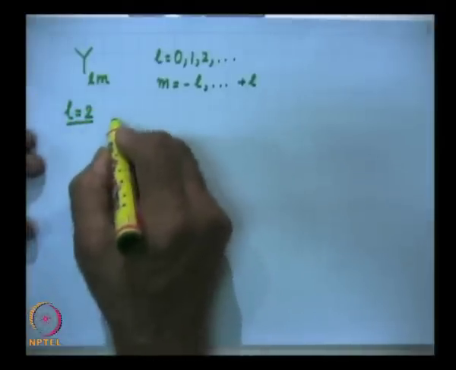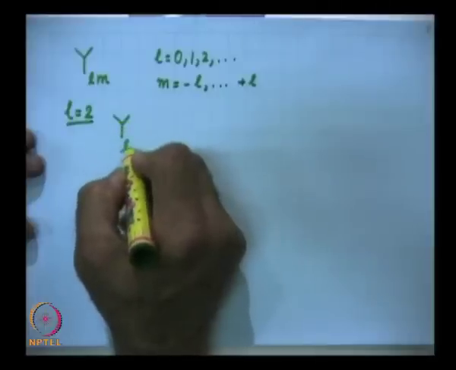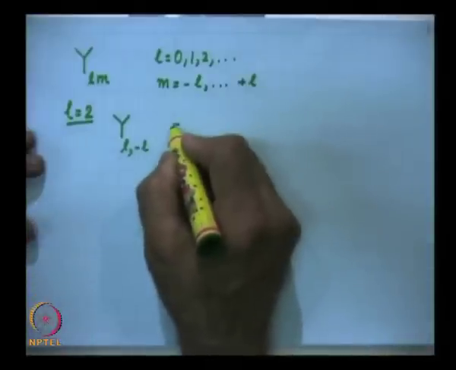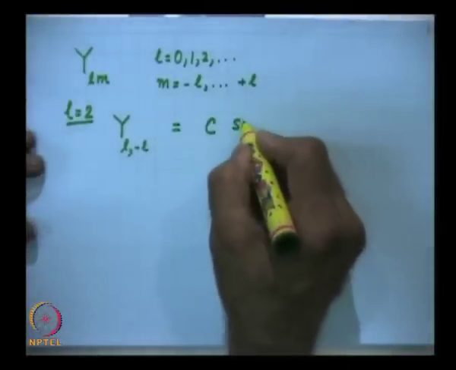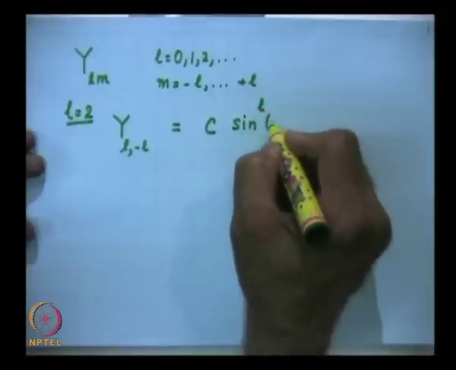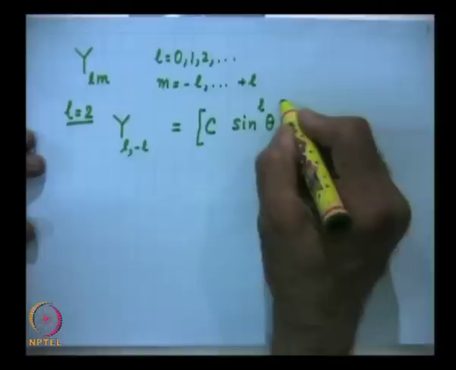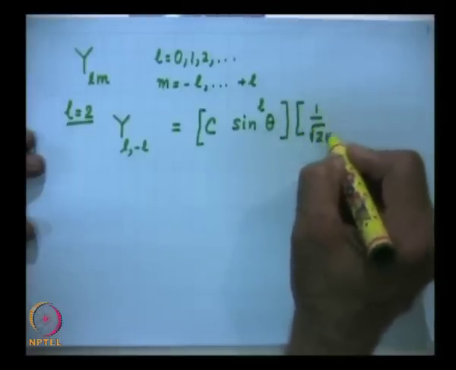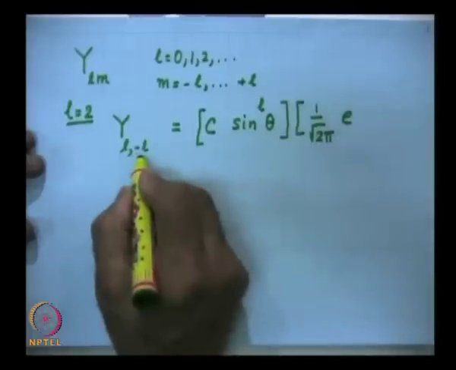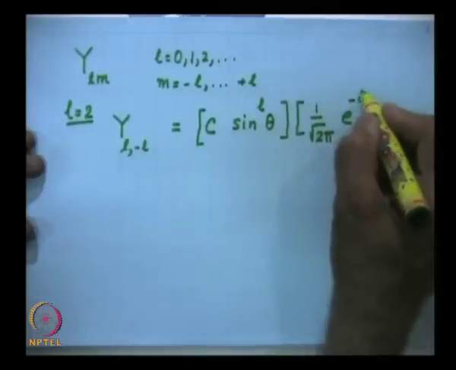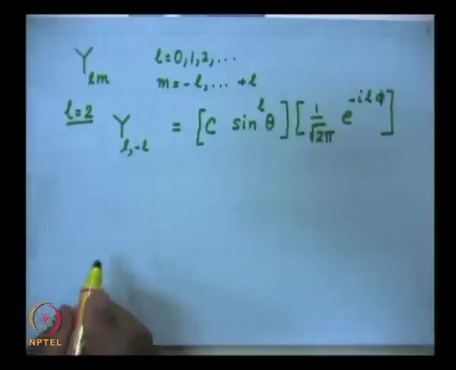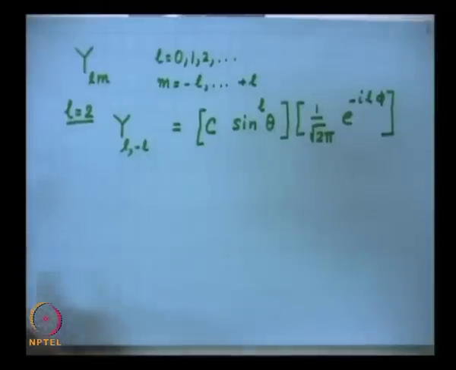Then we had shown that Y_L when m is minus L is proportional to sin to the power of L theta, and the phi function was 1 over root 2 pi e to the power of minus i L phi. I thought I will spend a little time on the calculation of the normalization constant C.